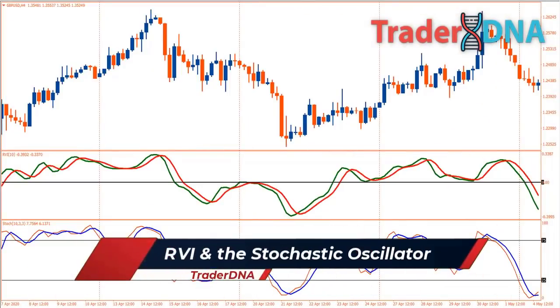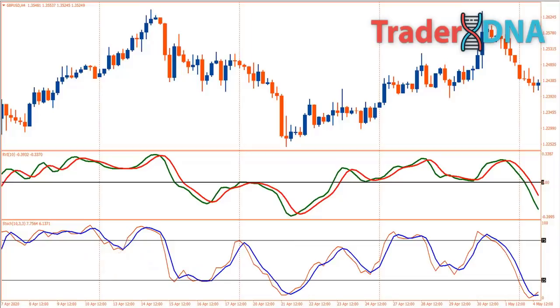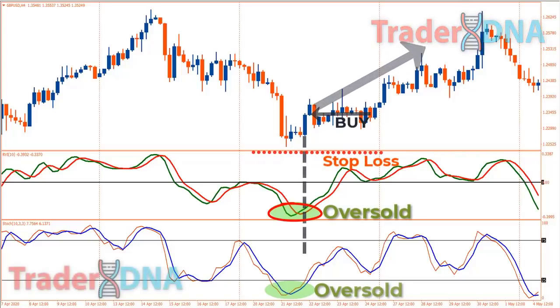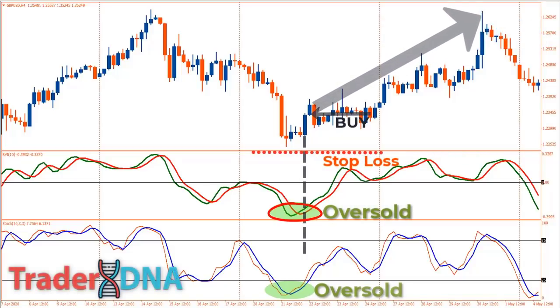First, relative vigor index and the stochastic oscillator. Here is a 4-hour chart of British pounds United States dollar. The 2 green circles indicate when the RVI and the stochastic start registering an oversold condition. Therefore, we go long the moment the green line of the relative vigor index tool breaks the red line, signaling a new bullish trend. Here are other examples of relative vigor index and the stochastic oscillator trading strategy.